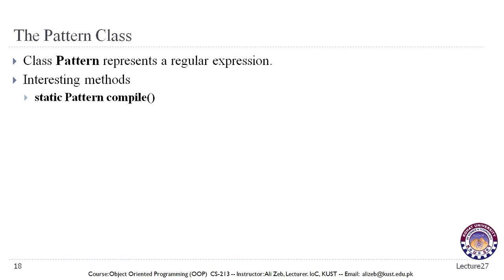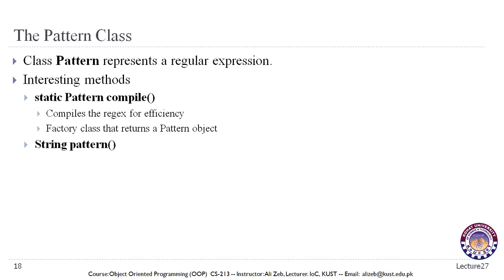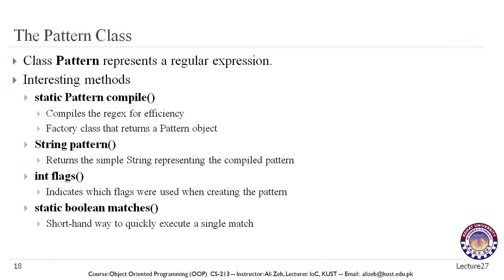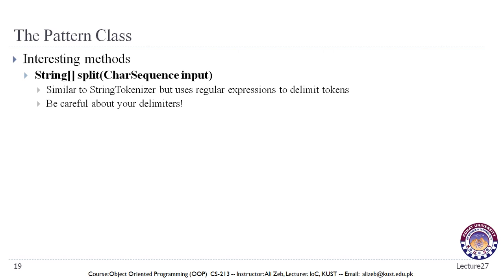Interesting methods include: static Pattern compile, which compiles the regex for efficiency, a factory method that returns a Pattern object; String pattern, which returns the simple string representing the compiled pattern; int flags, which indicates which flags were used when creating the pattern; and static boolean matches, a shorthand way to quickly execute a single match. And there is a String split method that is similar to StringTokenizer but uses regular expressions to delimit tokens. We need to be careful about our delimiters.